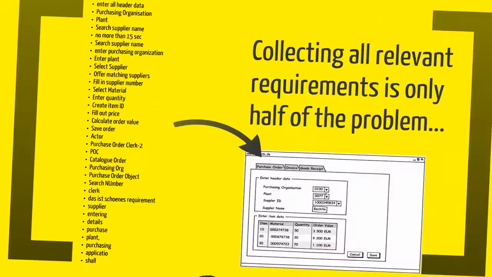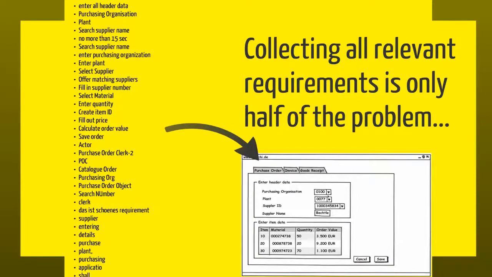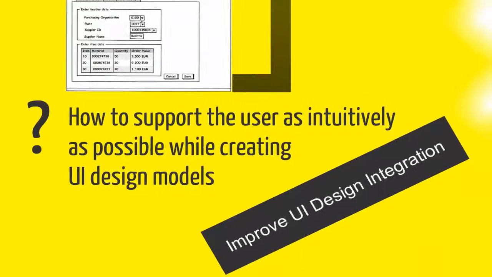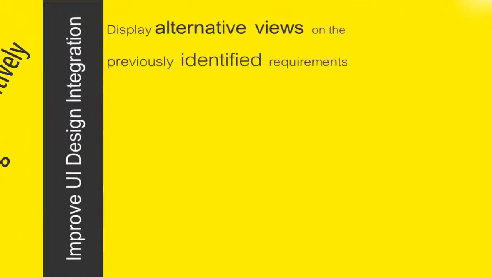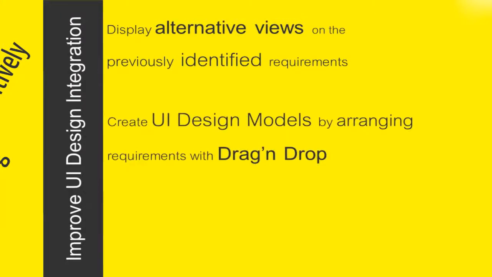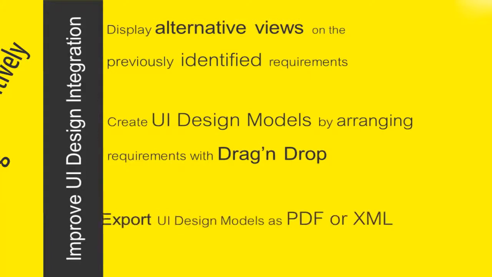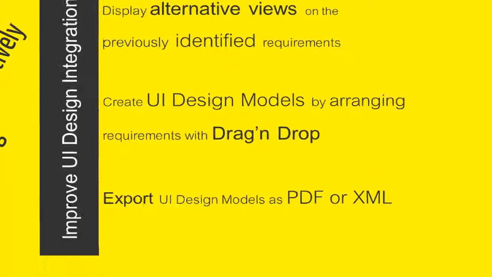But even collecting all relevant requirements is only half of the problem. You may then want to create mockups or user interfaces out of the requirements. How can you be supported as intuitively as possible while creating UI design models? REMINER helps you improve the UI design integration by displaying alternative views on the previously identified requirements. You can easily create UI design models by arranging the requirements with a drag-and-drop functionality. Finally, you can export the models as PDF or XML for further use.